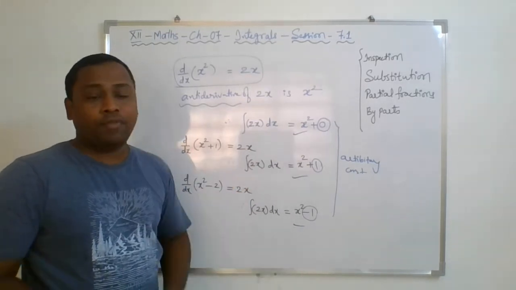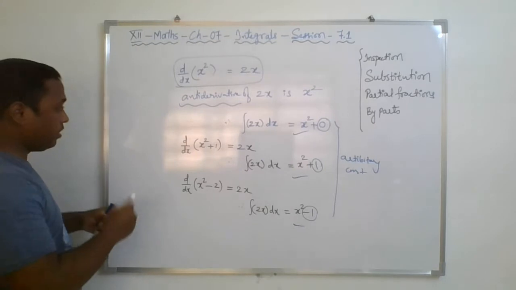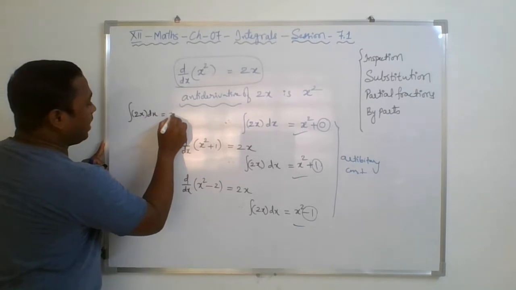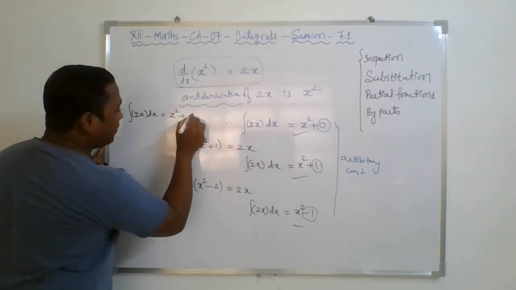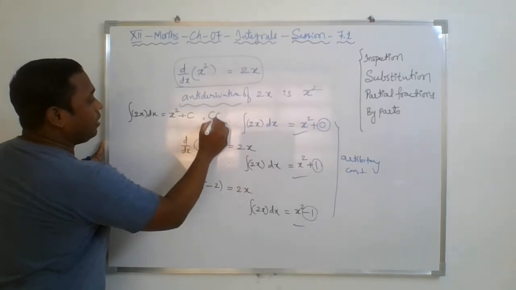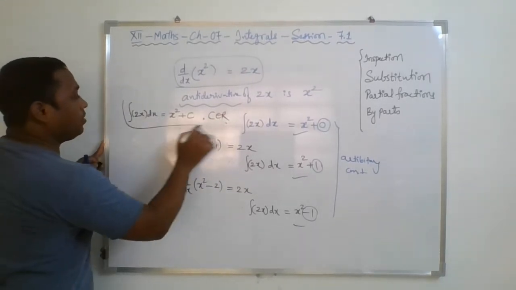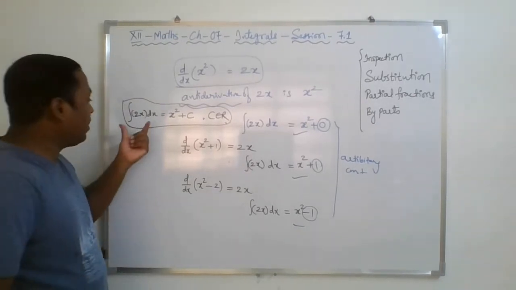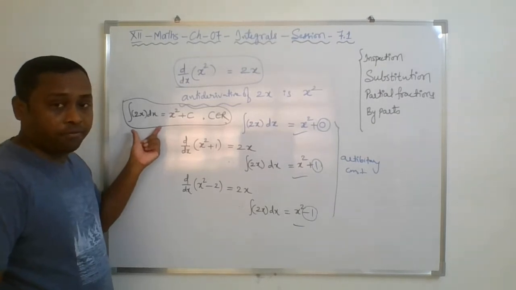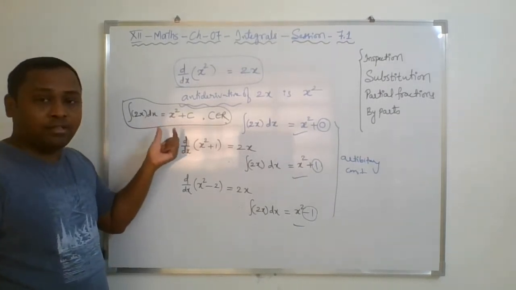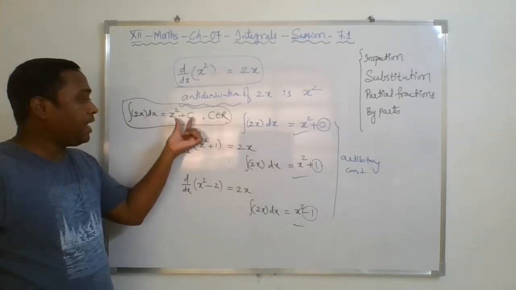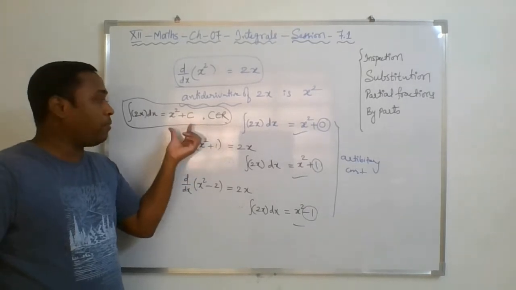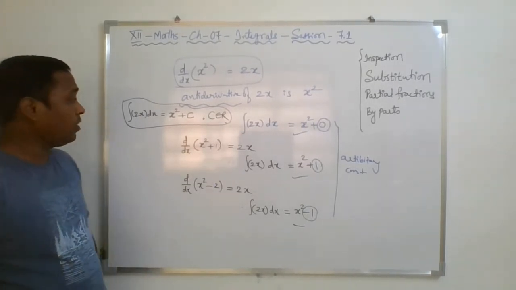And that's why, when you are doing the integration of 2x, what we write in short is x square plus c, where c is any real number. So this is the way of expressing the integral answer. It means whenever you are doing the integration of any function, whatever the answer is, you have to write plus c. That is, c is any arbitrary constant. It may belong to any real number, right?